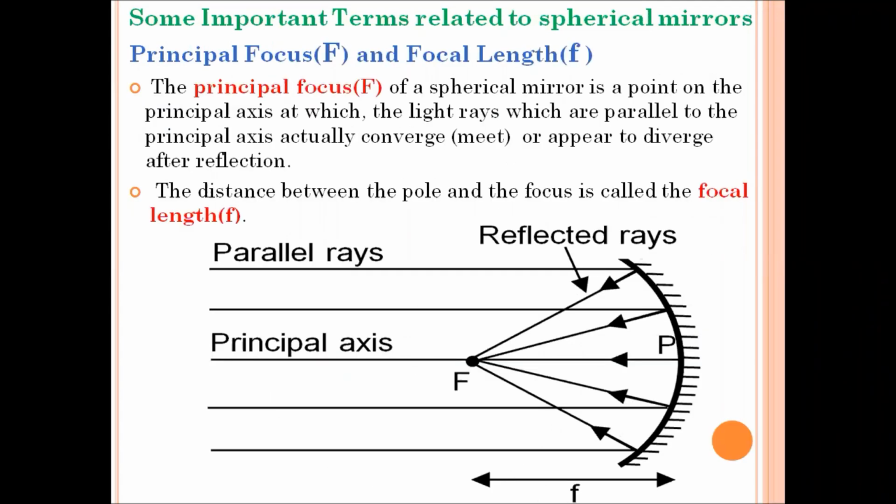Principal focus and focal length. The principal focus of a spherical mirror is a point on the principal axis at which the light rays which are parallel to the principal axis actually converge or appear to diverge after reflection. It is denoted by symbol capital F. Whereas focal length is the distance between the pole and the focus. It is denoted by symbol small f.